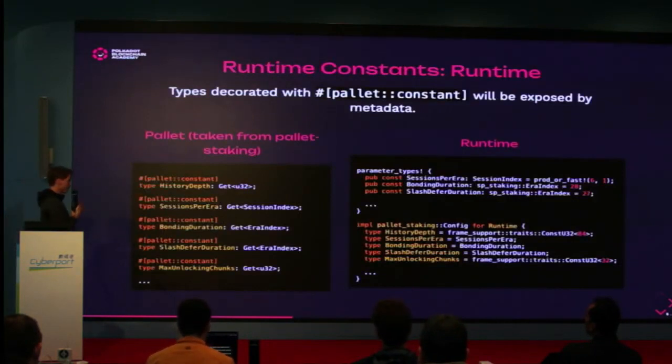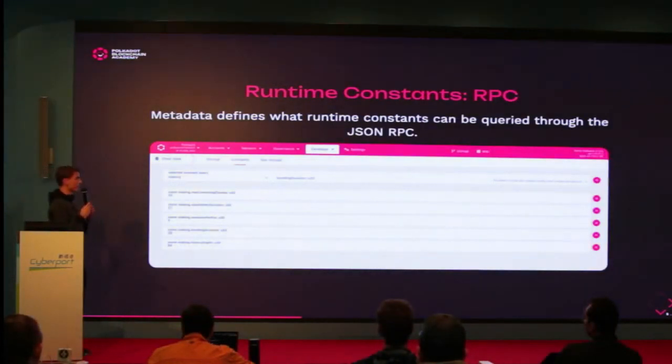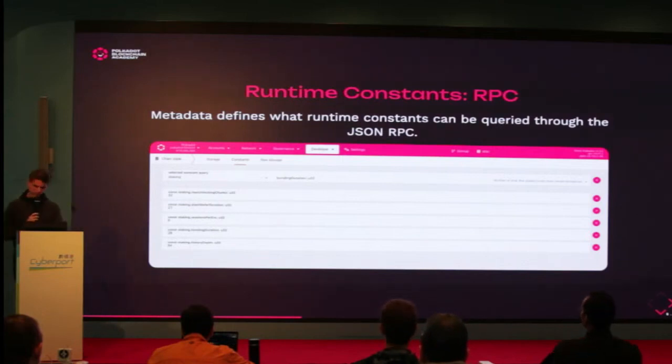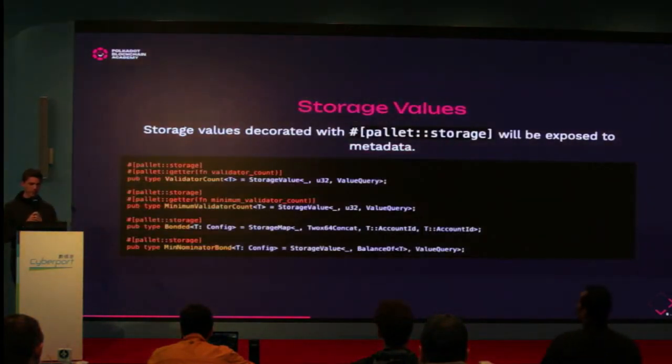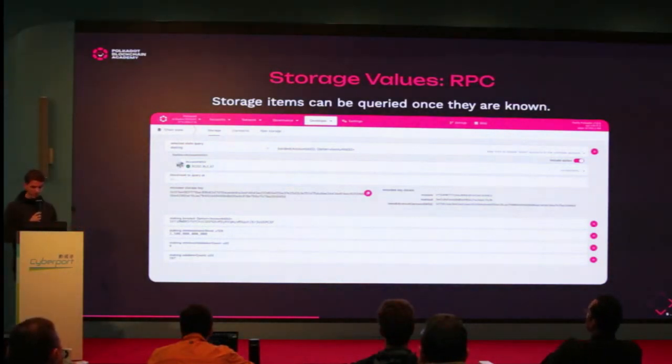Everything that's annotated with the pallet constants macro is exposed in your metadata. So here are a few staking-related constants. Here are the runtime values being applied to them, and then they become available to query through the JSON RPC. So the same ones here. A similar situation applies with storage values and the pallet storage macro. Same situation, so it is very easy to query what the current chain state is.